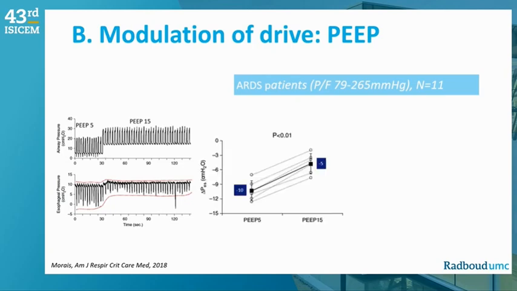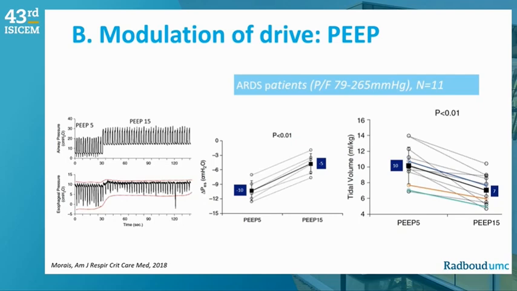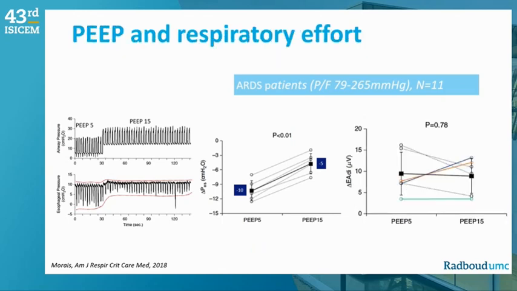And this is for the whole group. Higher levels of PEEP, from 5 to 15, lower changes in esophageal pressure, lower effort. And that decreases tidal volume. So what is the mechanism? How does an increase in PEEP change respiratory drive? That was actually quite confusing, because in some patients increasing PEEP increased respiratory drive, while in other patients it decreased respiratory drive, as you can see right here.